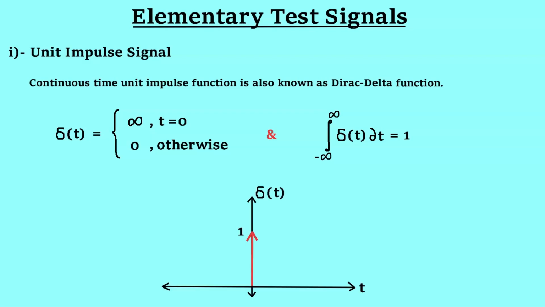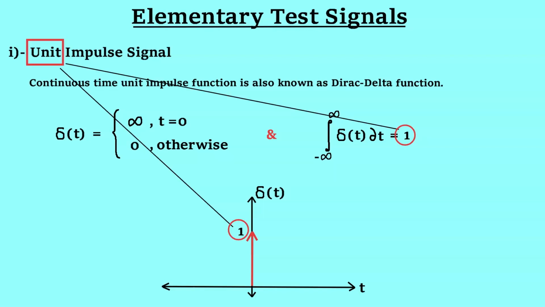This signal is represented by an arrow with a strength of 1, where the strength represents the area under the graph. The word unit in unit impulse signal represents the strength, which is the total area within the graph.